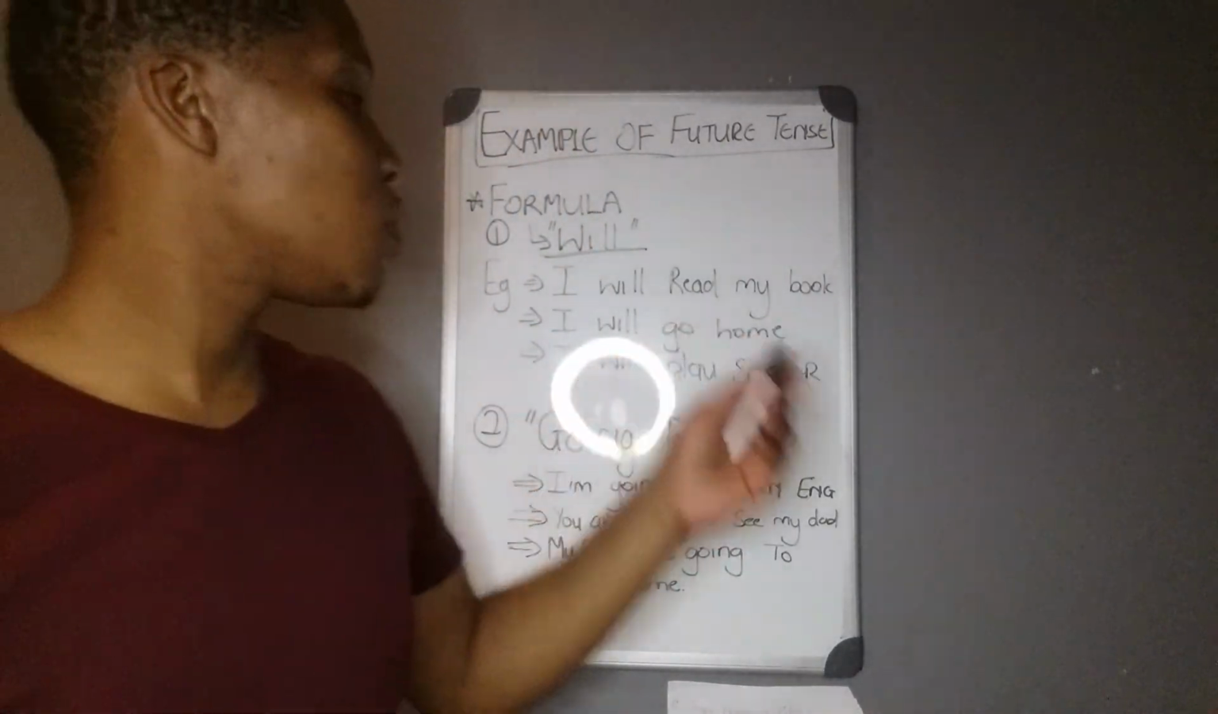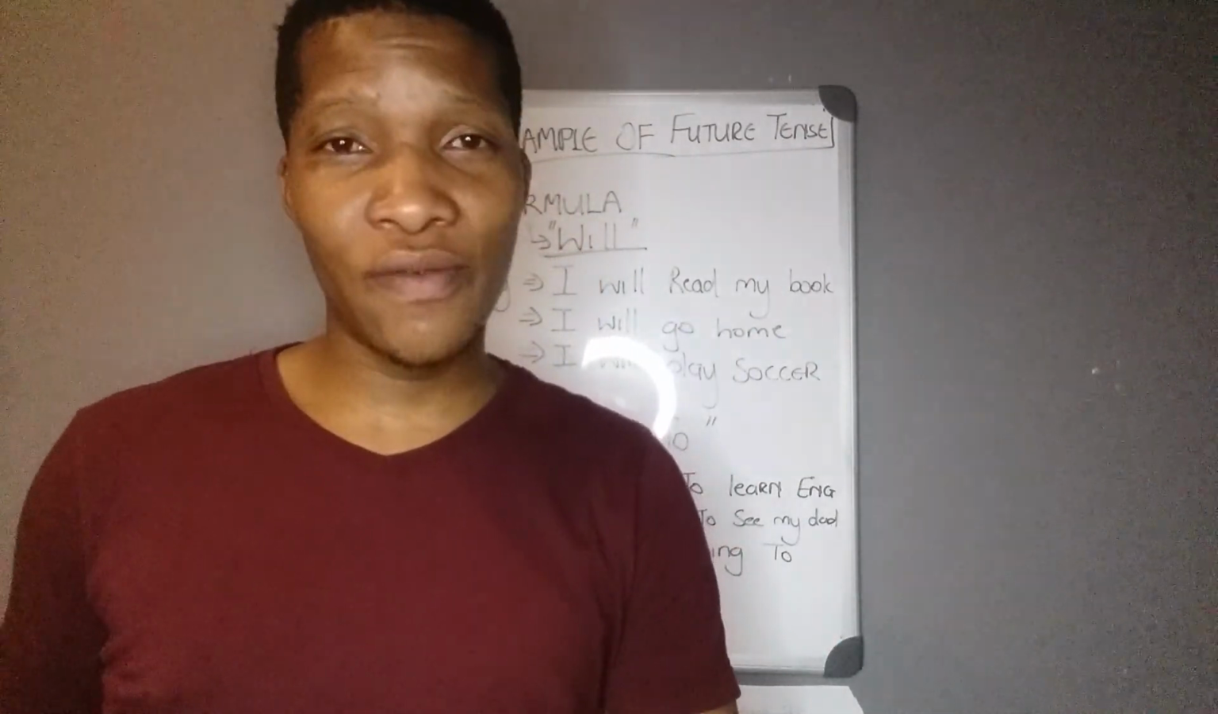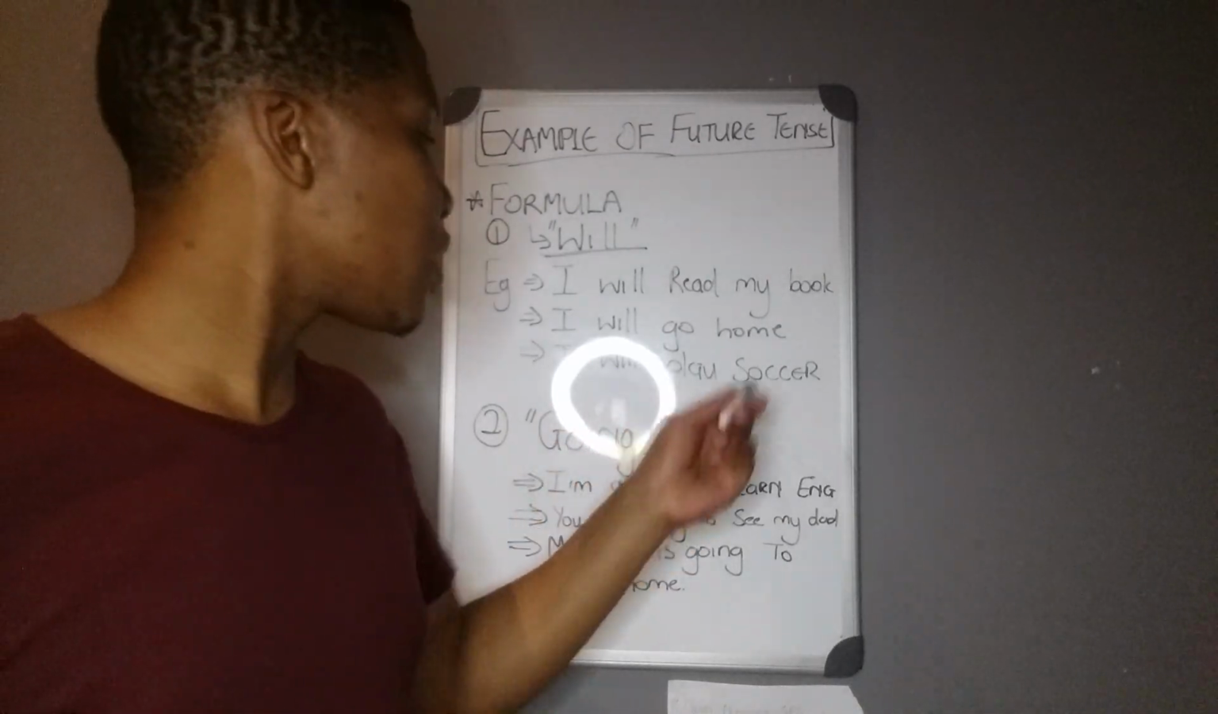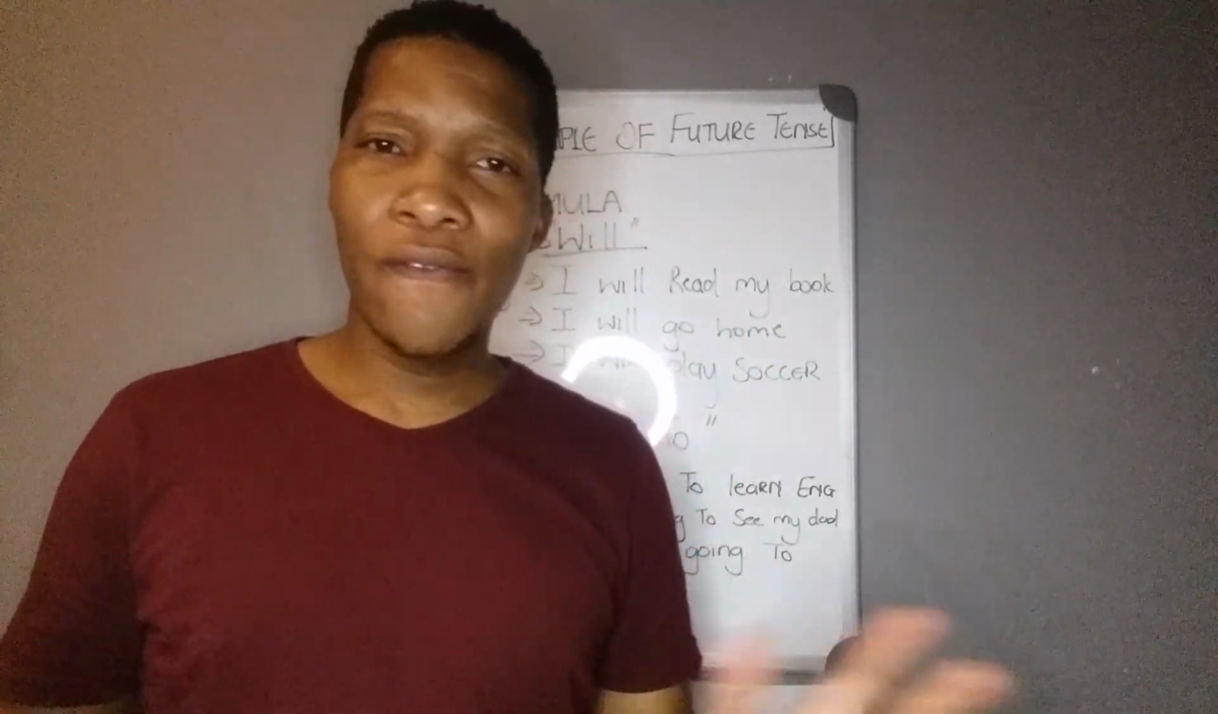Second one, I will go home. Simple. I haven't gone home now, but I will go home. Could be 1 minute from now, but it hasn't happened in this moment in time. Something in the future. I will play soccer. All right. Very, very simple. No need for you to overcomplicate it.